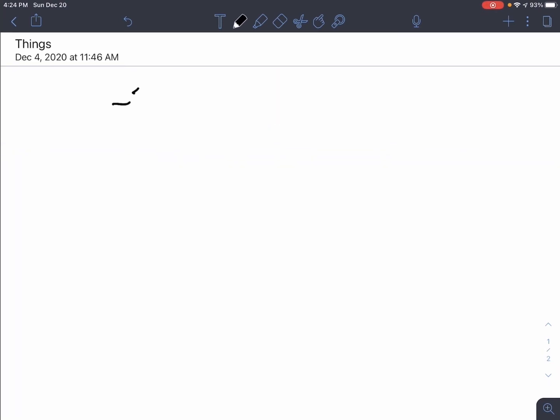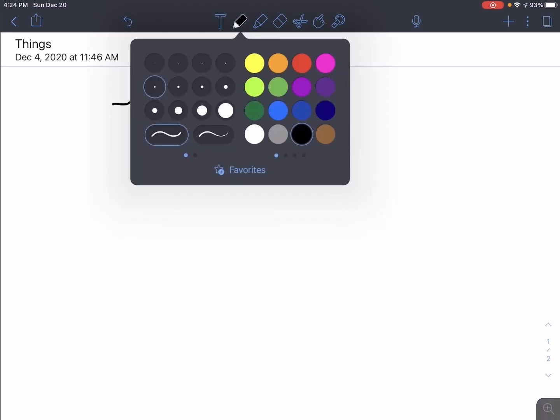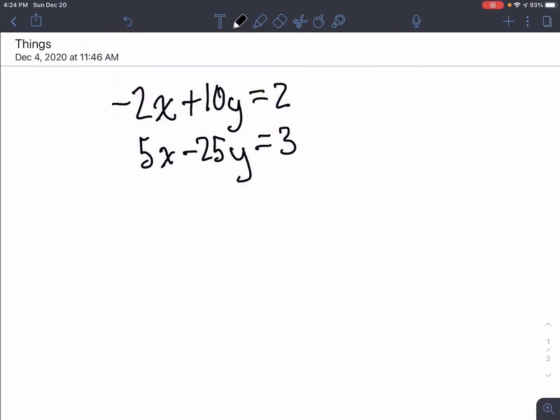Let's say we had negative 2x plus 10y equals 2, and another equation, 5x minus 25y equals 3. Now, we're trying to look for inverses of each other, and since we don't have any, we're supposed to multiply one or both equations to get variables that are inverses of each other.